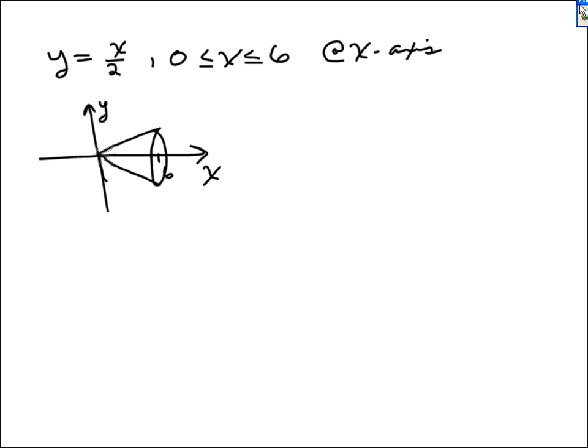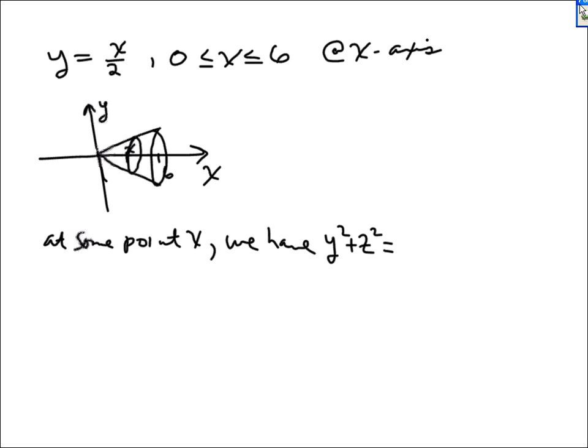Okay, so what we know is that if we go out to some point x, what do we know about what goes on at x? The answer is, we get a circle, and the circle involves y's and z's. Y squared plus z squared is going to equal r squared. And the question is, what is r? R, for example, is this distance, which happens to be y, or x over 2. So it's x over 2 squared, which is x squared over 4.